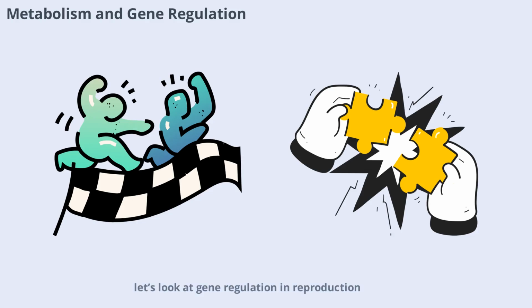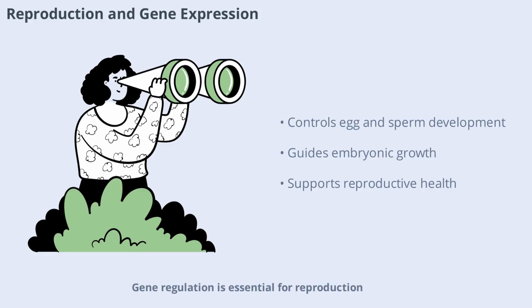Next, let's look at gene regulation in reproduction. Gene regulation is essential for reproduction. It controls the development of eggs and sperm, guides fertilization, and supports early embryonic growth. Hormones and signaling pathways coordinate these processes by turning genes on or off at the right times. Understanding gene regulation in reproduction can help address fertility issues and improve reproductive health.